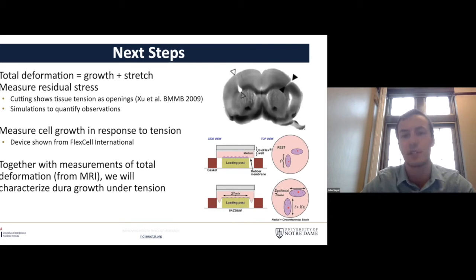We can use the continuum mechanics principle known as the finite growth model to summarize the change in volume of a brain over time as the result of its cellular growth over time and its elastic behaviors, or stretching. The results we've developed so far represent the total deformation of the dura mater.